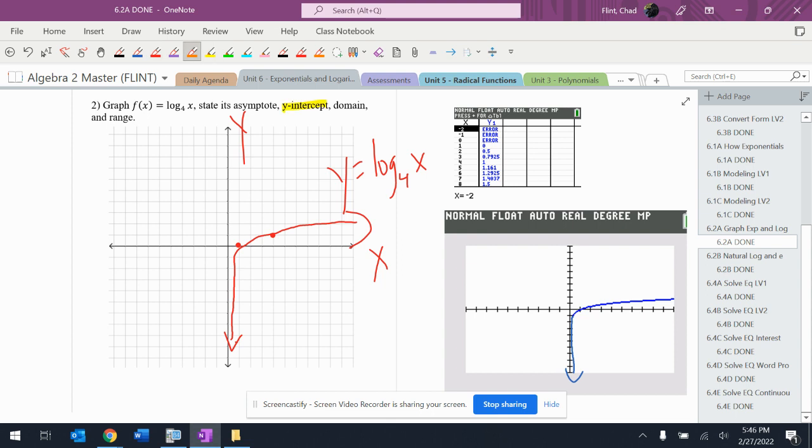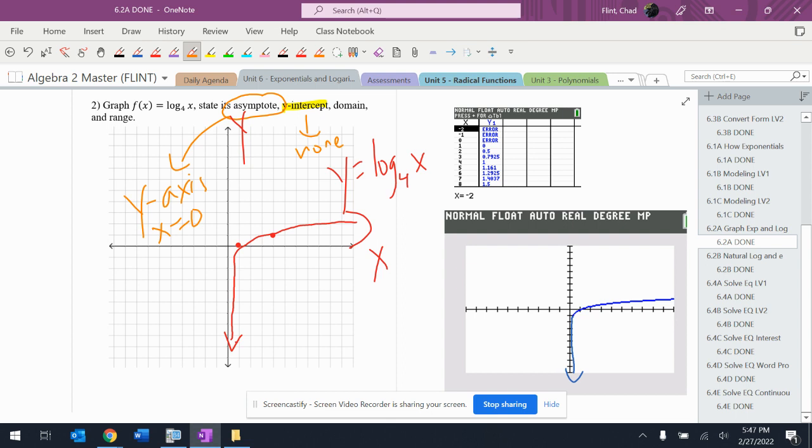Y-intercept, there isn't one. Okay, it does not cross the y-axis because my asymptote is the y-axis. The y-axis coordinate or equation is x equals 0.